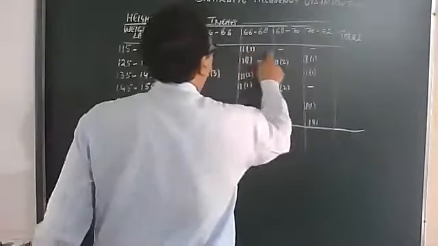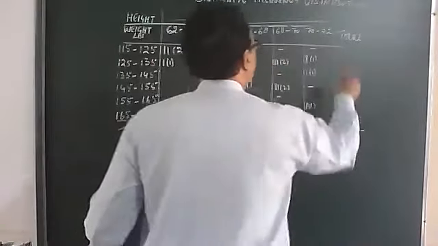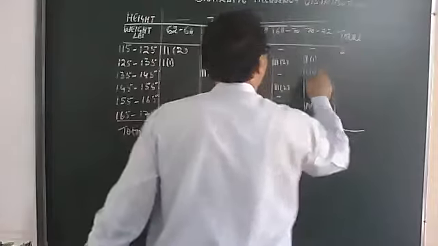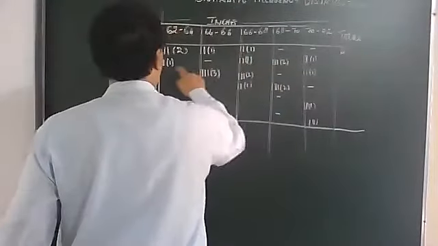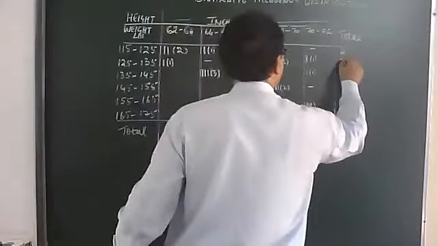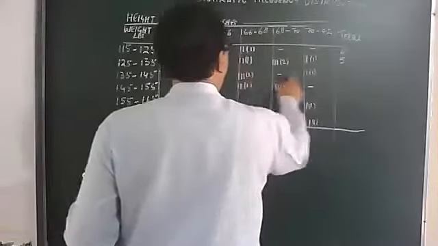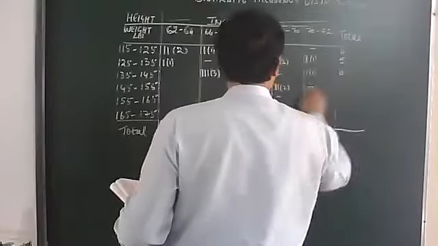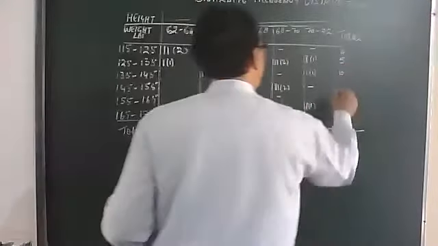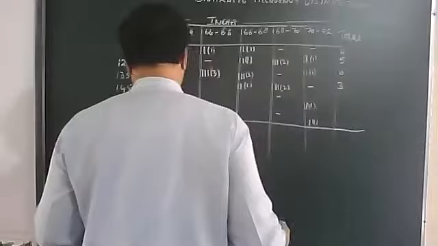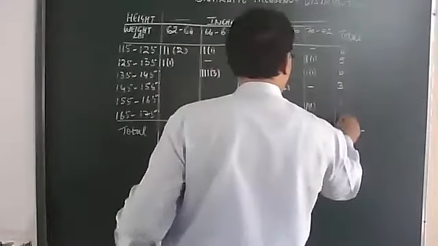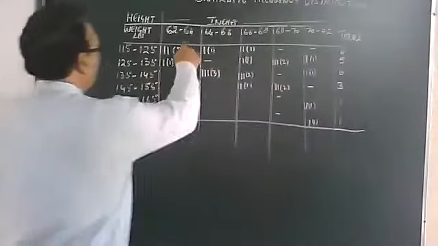2, 3, 4. So this is 4 here. 1, 3, 4, 5. This is 5 over here. Then 3 and 2, 5 and 1, 6 over here. 2 and 1, 3. Then 1 and 1. Total up this way also.